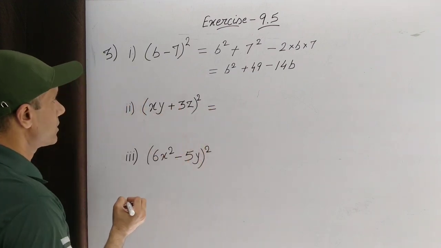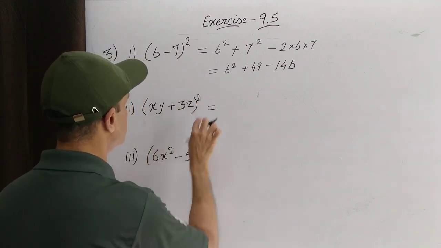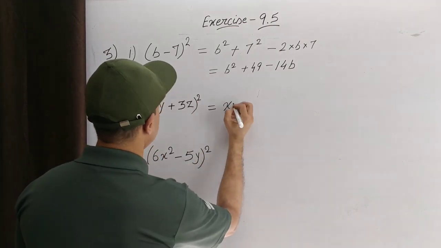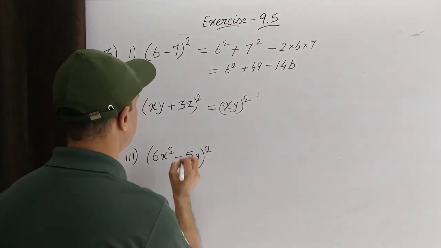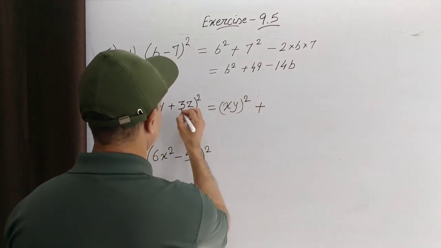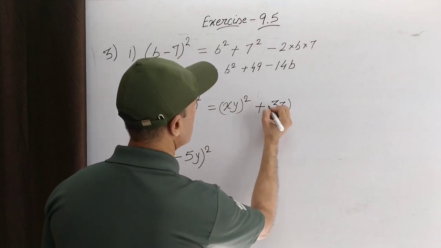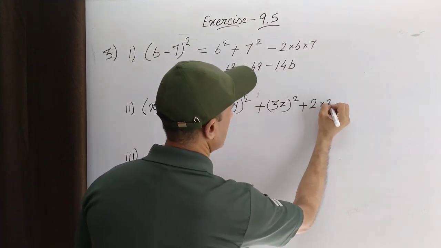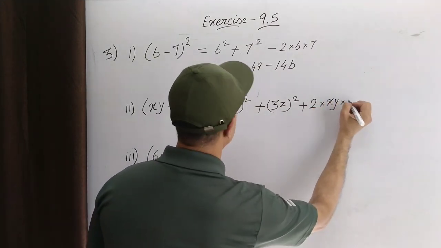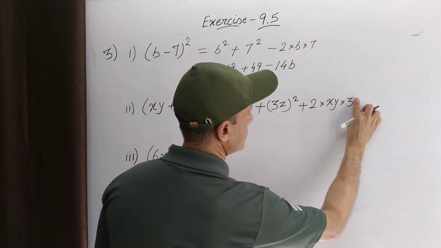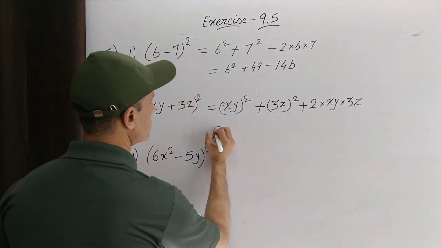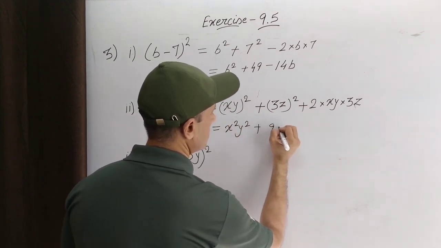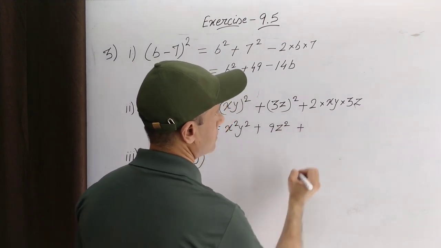In this case, we'll use the identity a plus b whole square, which is equal to, this is a and this is b. This is equal to x, y whole square plus, this is b, 3z whole square, and plus 2 into a, that is xy, into 3z.